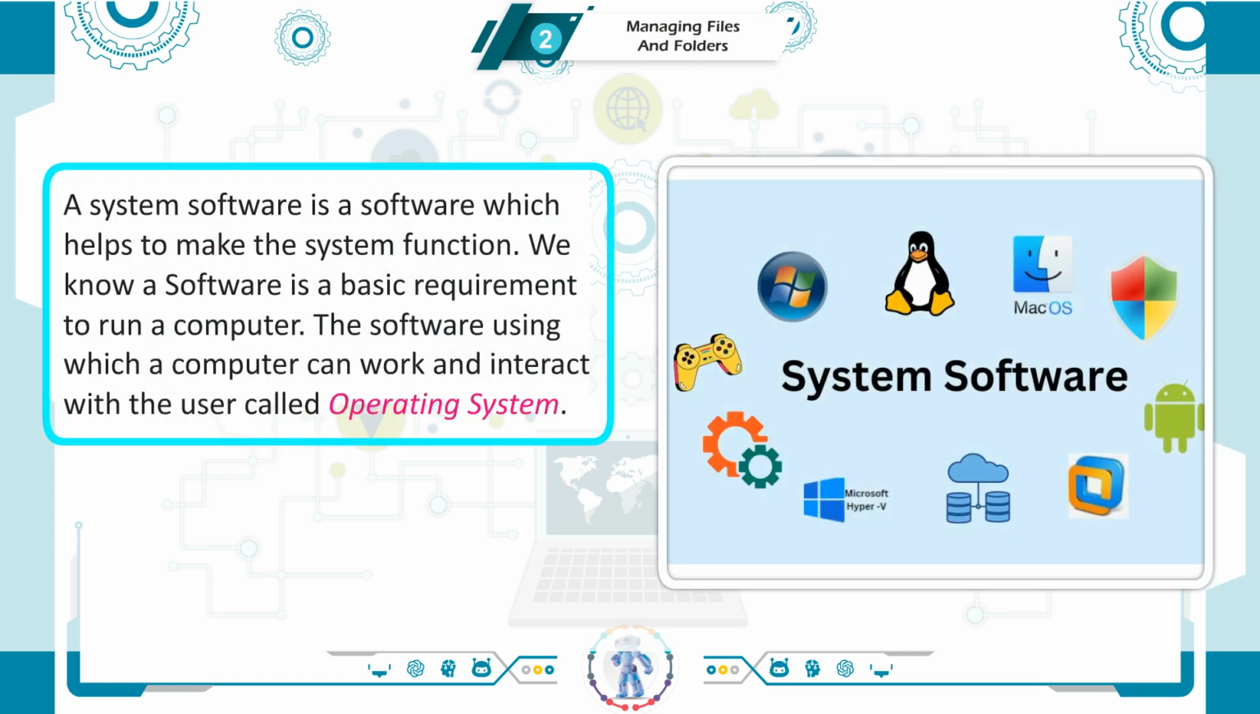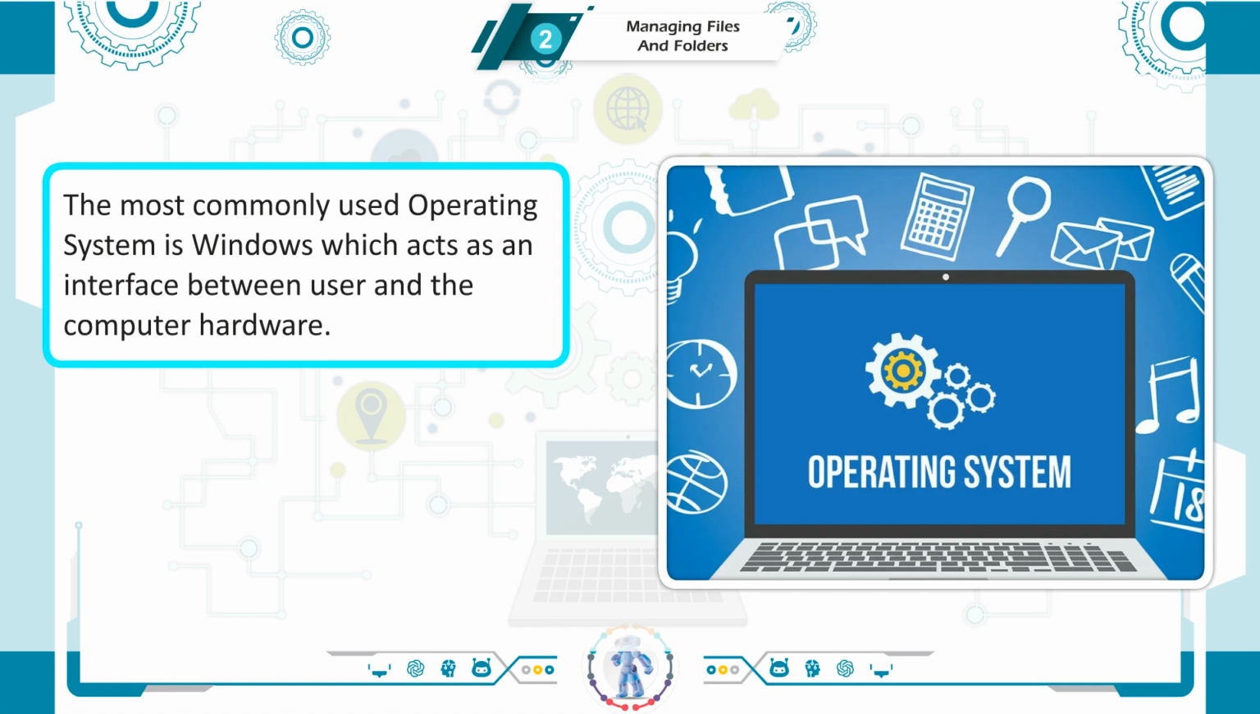A system software is a software which helps to make the system function. We know a software is a basic requirement to run a computer. The software using which a computer can work and interact with the user is called an operating system. The most commonly used operating system is Windows, which acts as an interface between the user and the computer hardware.